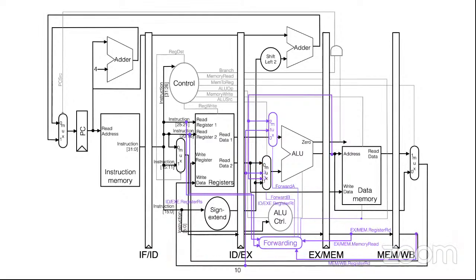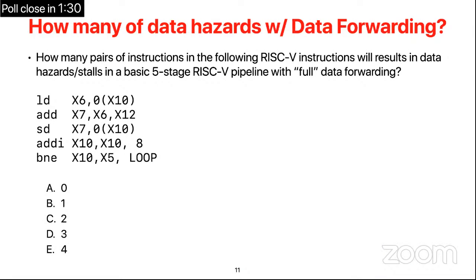So given the idea of data forwarding, and given the assumption that we are able to forward a value that an instruction desires whenever the value is ready in the pipeline, for the previous question, how many stalls or how many data hazards do we still have in the pipeline with full data forwarding, as I just depicted in the previous slide?